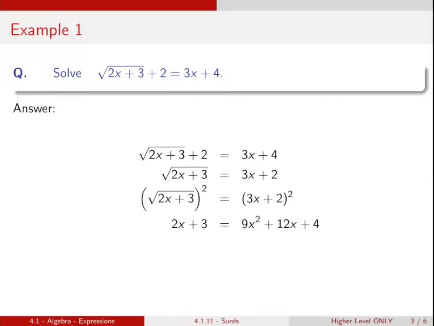Then on the left, the square cancels the square root sign. I've got 2x plus 3. And on the right, that's 3x plus 2 to be squared. So that's 9x squared plus 12x plus 4.